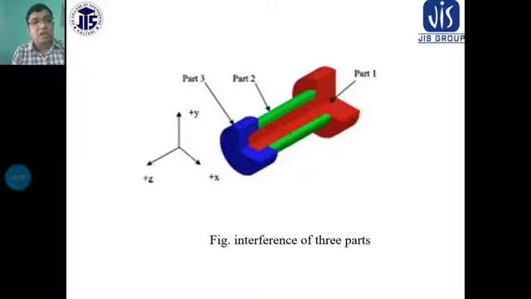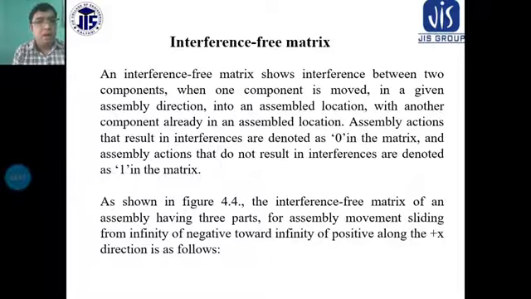That means the interface of these three parts: part 3 is also required to move in a direction and be assembled at its exact position. You can see the interference-free matrix of an assembly having three parts, for assembly movement sliding from negative infinity towards positive infinity along the x direction, as follows.